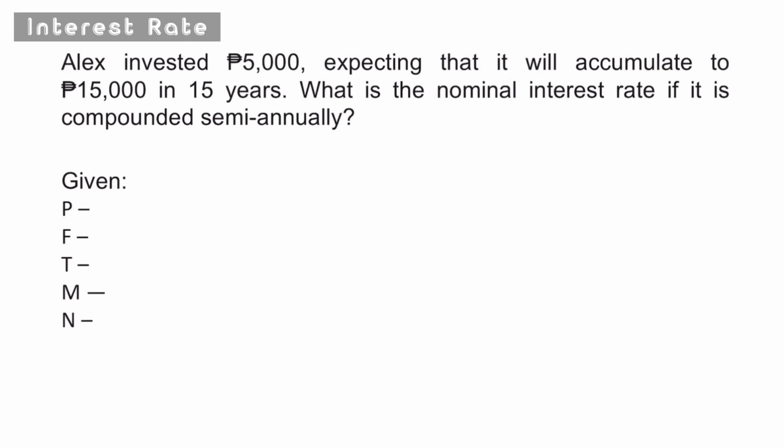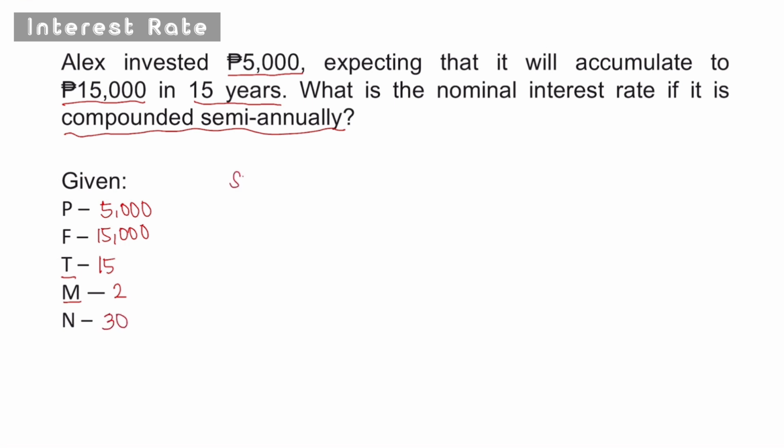Our given for P, or the principal amount, is 5,000 pesos. The given for F, or the future value, is 15,000 pesos. The given for time is 15 years. And the given for M is that it is compounded semi-annually, so our M is 2. And to look for N, we have to multiply T and M. So 15 times 2, the answer is 30.